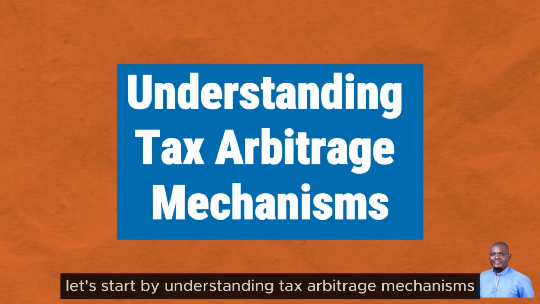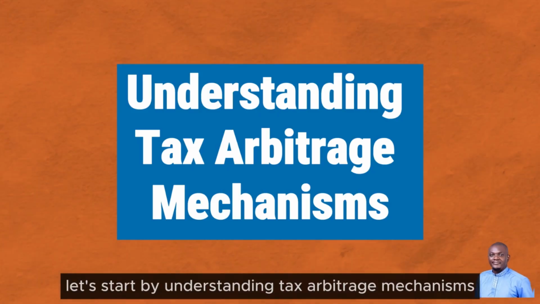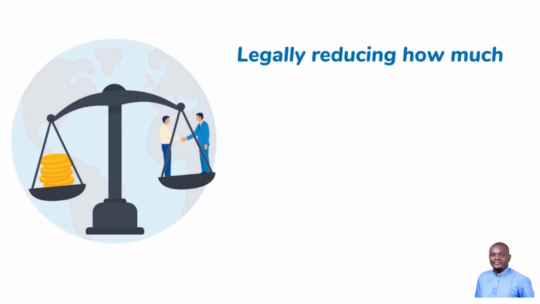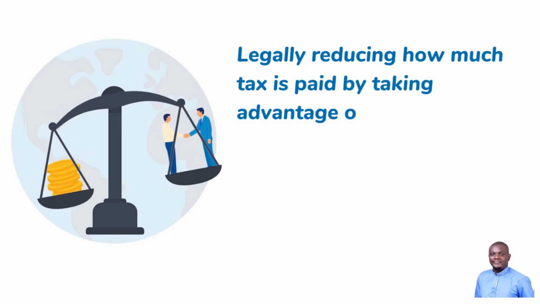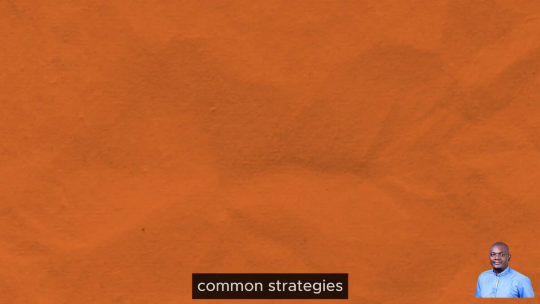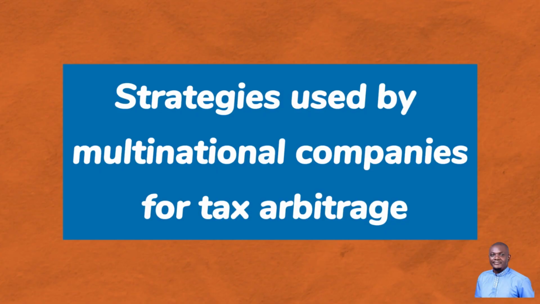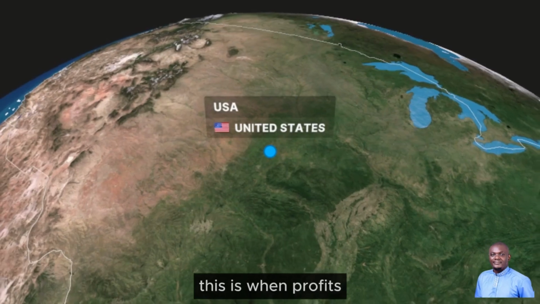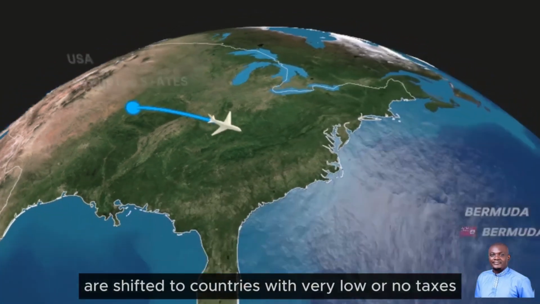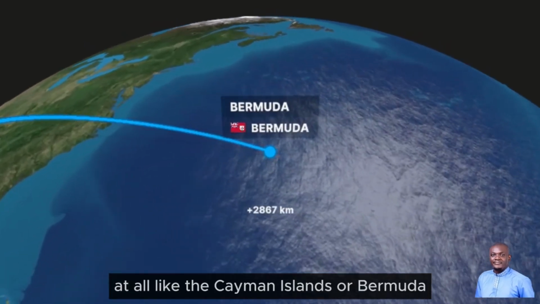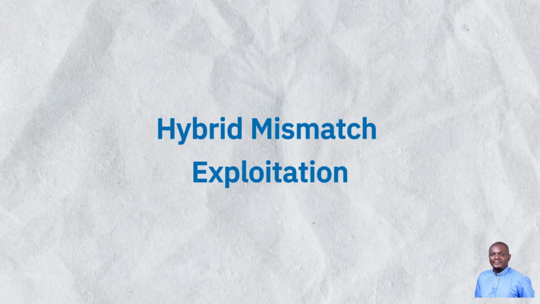Let's start by understanding tax arbitrage mechanisms. At its core, tax arbitrage involves legally reducing how much tax is paid by taking advantage of the differences between countries' tax laws. Common strategies used by multinational companies for tax arbitrage include jurisdictional rate arbitrage. This is when profits are shifted to countries with very low or no taxes at all, like the Cayman Islands or Bermuda. Hybrid mismatch exploitation.